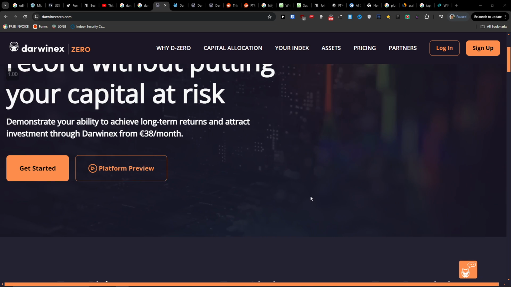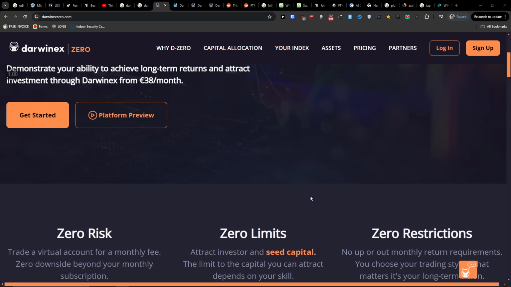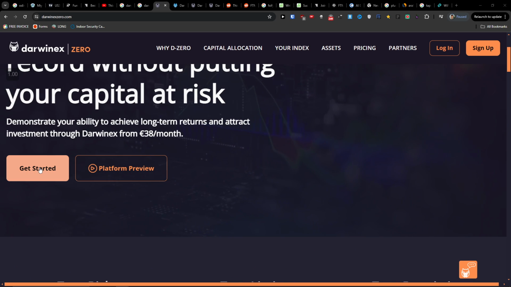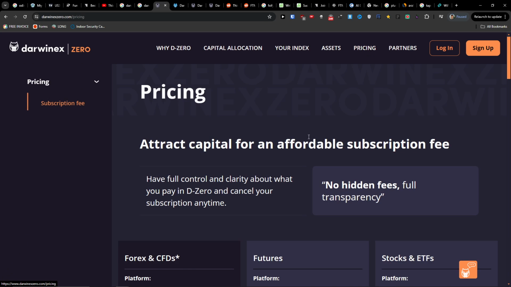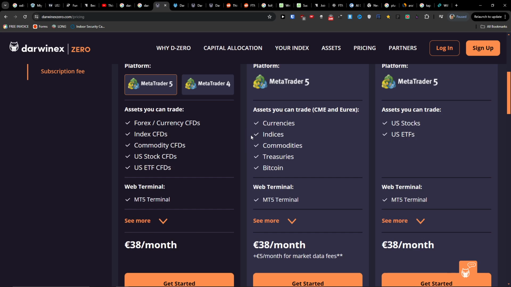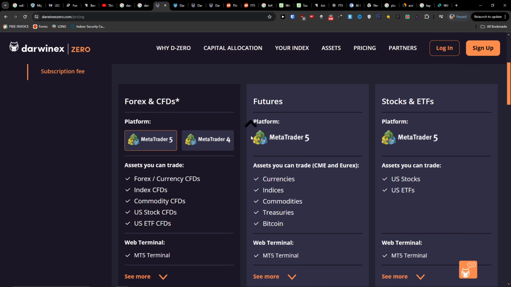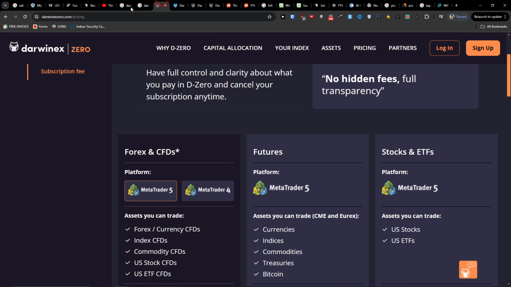So you don't need any KYC documentation, just complete the registration process. You can use the link down below in the description and introduce the payment method to complete the subscription and then start trading. So that's it. That's about the Darwinex Zero. So it works in a different way compared to the Darwinex.